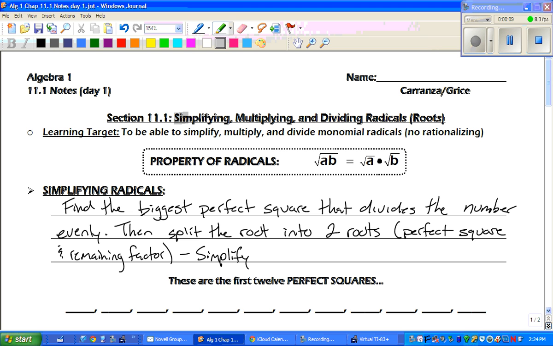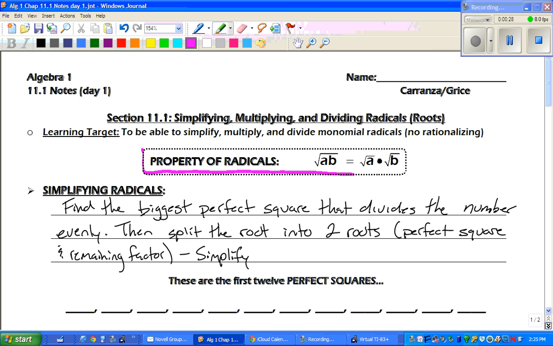Today we're talking about simplifying, multiplying, and dividing radical roots. Our learning target today is to be able to simplify, multiply, and divide monomial radicals without rationalizing. Okay, now, key thing to know is the property that we're looking at first.